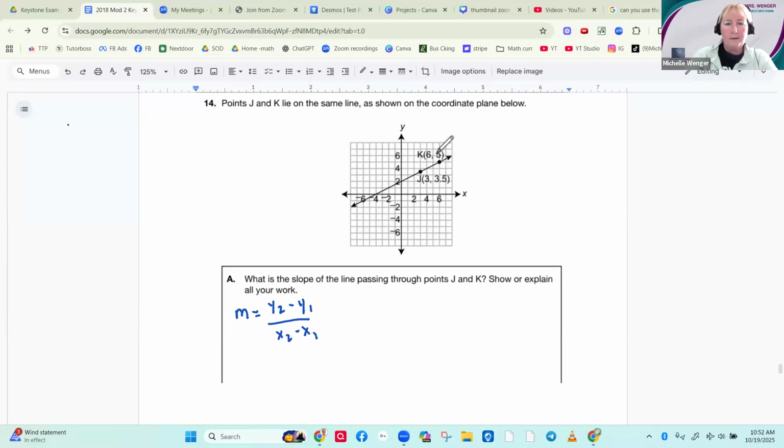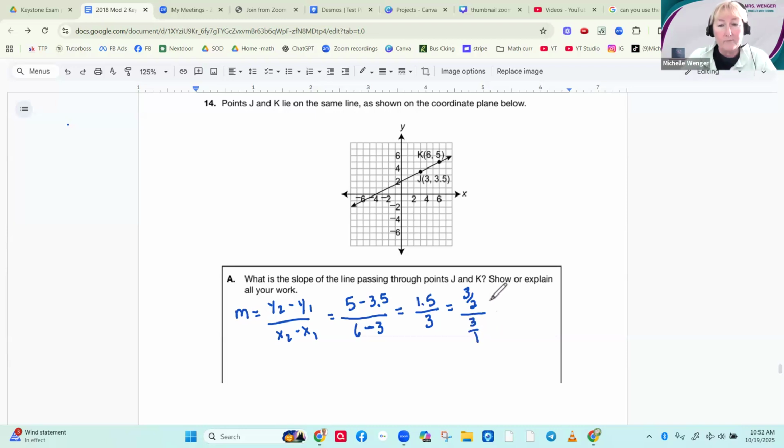So I'm going to start with the K. It doesn't really matter if you start with J or K. It's just preference. So I'm going to do 5 minus 3.5 because I'm trying to keep positive numbers. And then I'm going to do 6 minus 3. Okay. So 5 minus 3.5 is 1.5 and 6 minus 3 is 3. I'm going to change this 1.5 to a fraction, which is 3 halves over, and I'm going to change 3 to a fraction, 3 over 1.